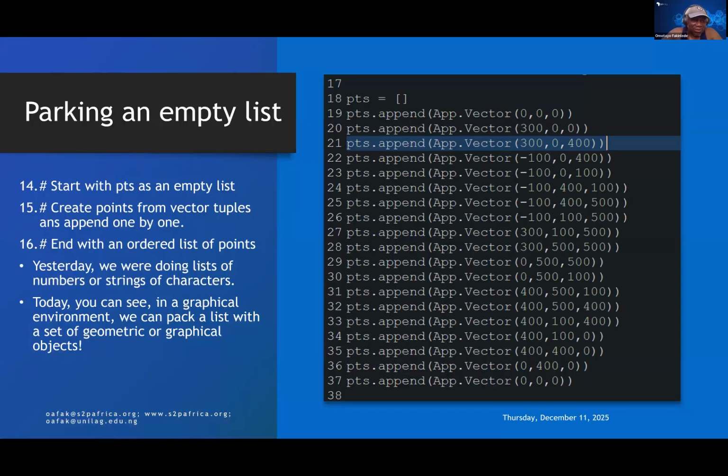Line 14 says, start with points as an empty list, create points from vector tuples, and append one by one. End with an ordered list of points.